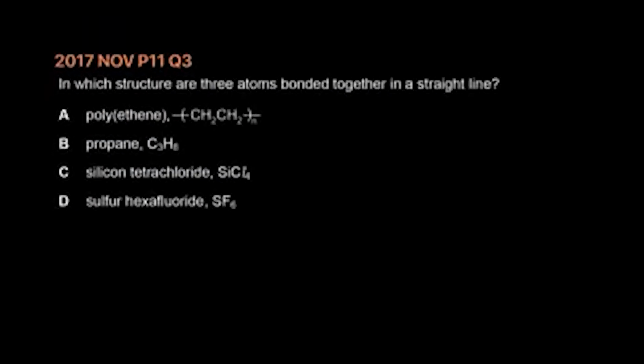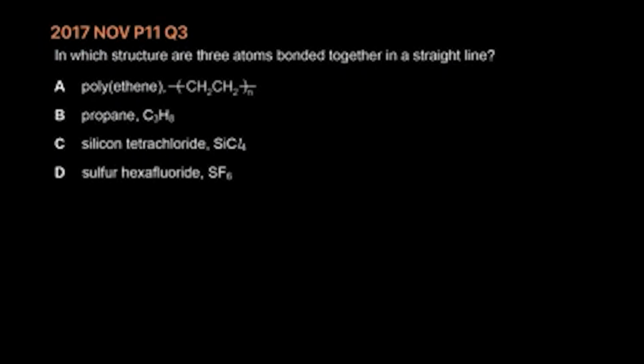Next one. So in this question, this is a fun question to look at. It says here, in which structure are 3 atoms bonded together in a straight line? I don't want to draw all the structures out that they've given. I want to talk about the 3 atoms in a straight line. It means that 3 atoms should have a bond angle of 180. So let's talk about all the possible shapes that have bond angles of 180. There is linear, is one of them.